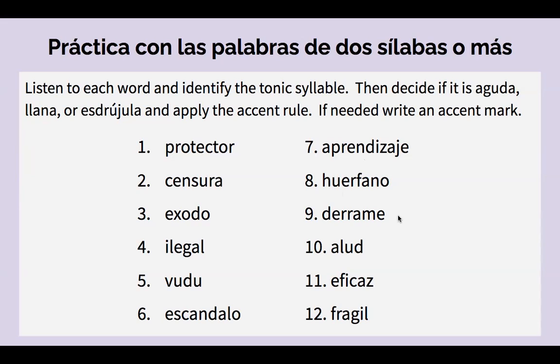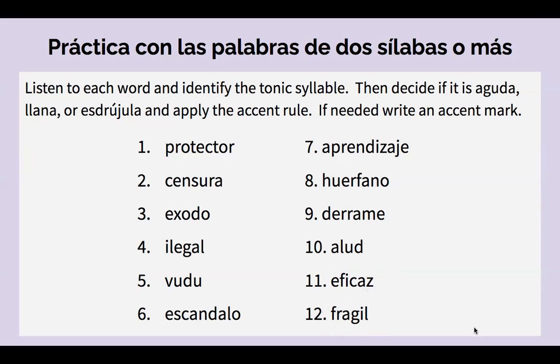Derrame, this is llana, ending in a vowel and does not need an accent mark. Alud, that is aguda, ending in a consonant, no accent is needed. Eficaz is aguda, ending in a consonant, no accent mark is needed. And frágil is llana. Frá is the tonic syllable. This word ends in a consonant, and so we must accent the A of frá.